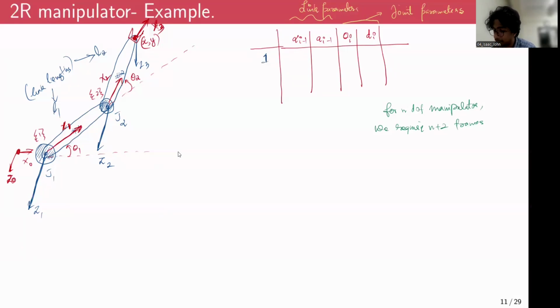In the first case, we'll consider the mapping between frame 0 and frame 1, Z0 and Z1. For the time being, you can consider the origins of frame 0 and frame 1 to be coincident, but it does not necessarily have to be the case. But for this purpose, I'll consider frame 0 and frame 1 to be coincident.